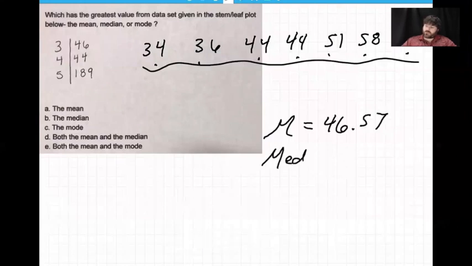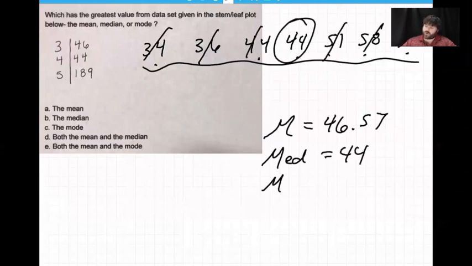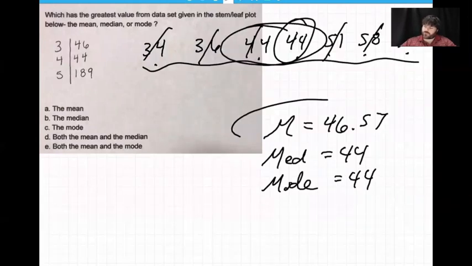All right, the median, well, that's pretty easy. I just start knocking off numbers, right, till I get to the center. The center is 44. In the mode, what number happens the most? Well, 44 happens the most. So I can see the greatest value is my mean.